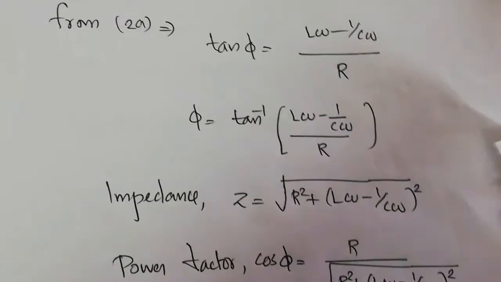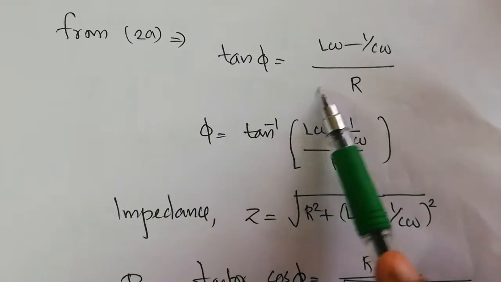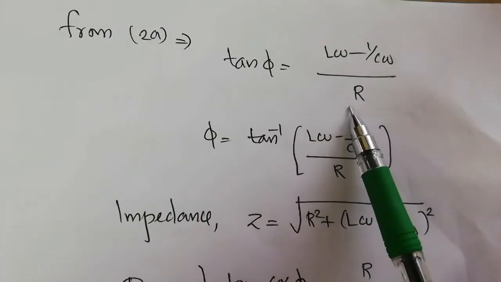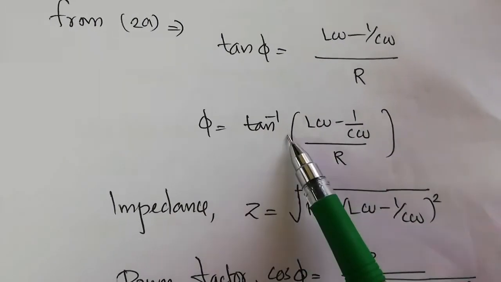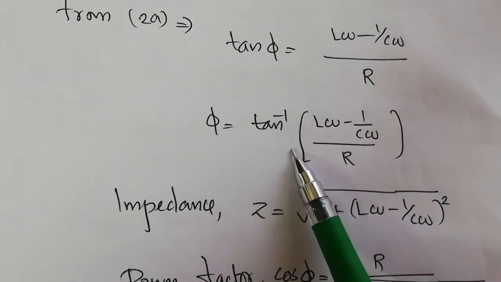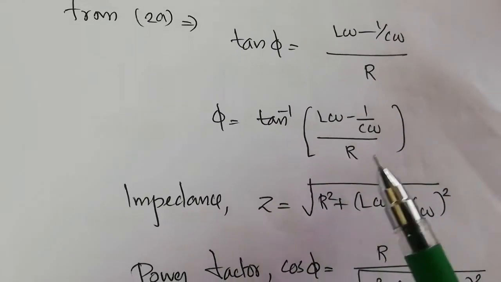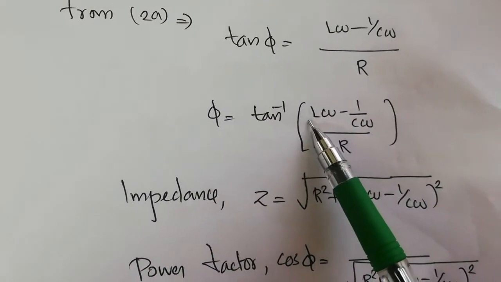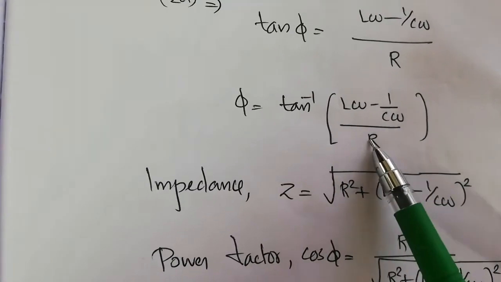So by dividing sin phi by cos phi, tan phi is equal to L omega minus 1 by C omega by R, where the denominators of these two terms are common and can be cancelled. From this, phi is equal to tan inverse of L omega minus 1 by C omega by R, which is the phase angle by which the alternating EMF is leading the current. That is, we know E is equal to E0 sin omega t plus phi, where phi is equal to tan inverse of L omega minus 1 by C omega by R.